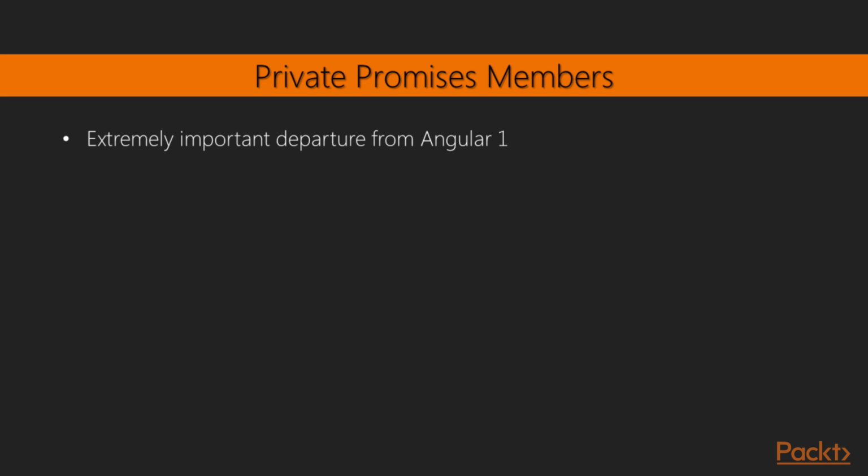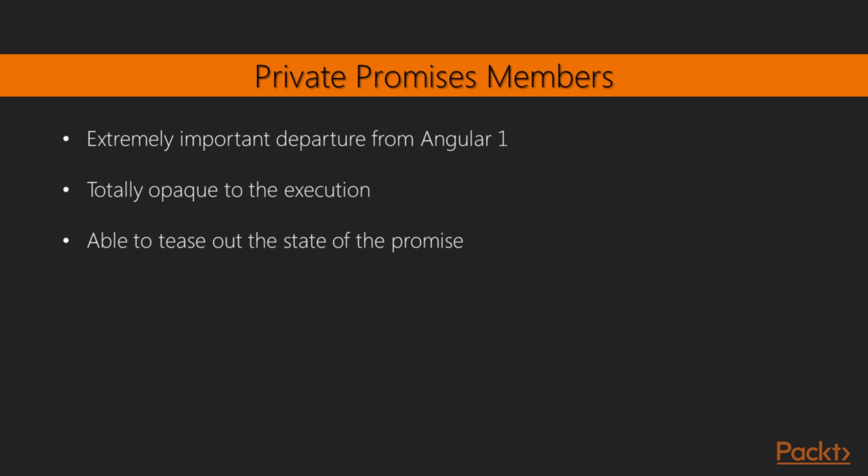Private promise members. An extremely important departure from Angular 1 is that the state of a promise is totally opaque to the execution. Formerly, you were able to tease out the state of the promise using the pseudo-private $state property. With the formal ES6 promise implementation, the state cannot be inspected by your application. You can, however, glean the state of a promise from the console. For example, inspecting a promise in Google Chrome yields something like this.